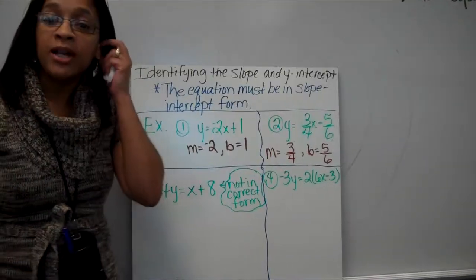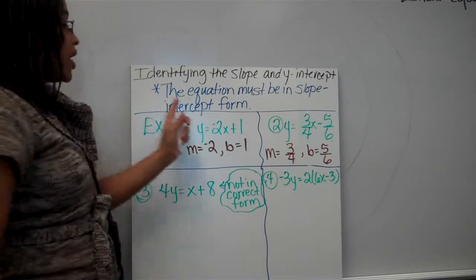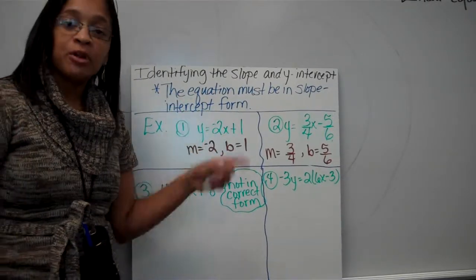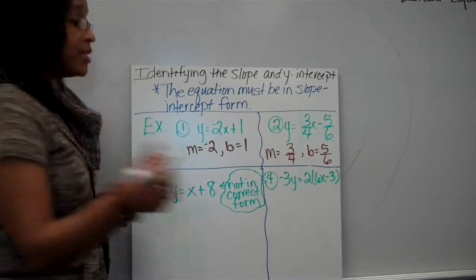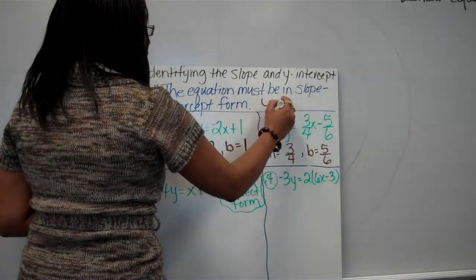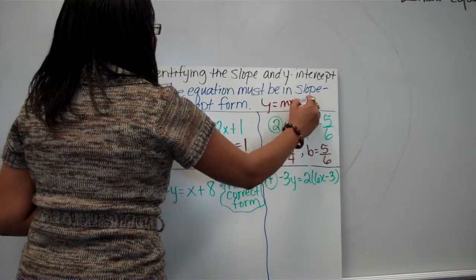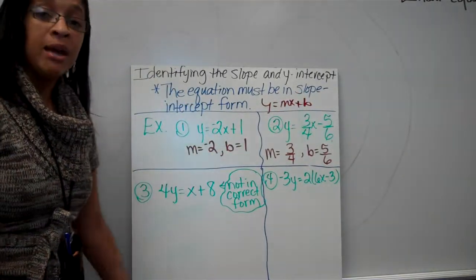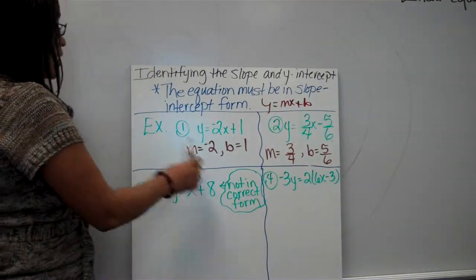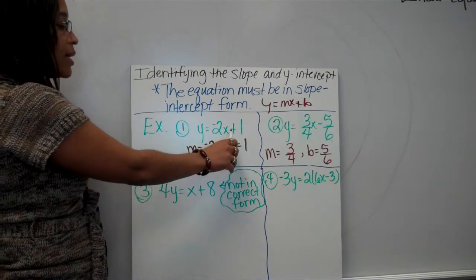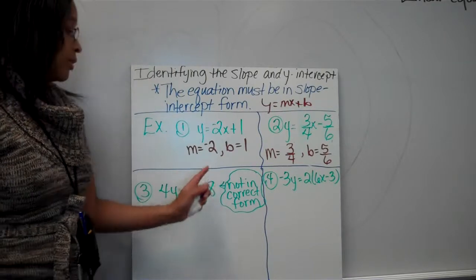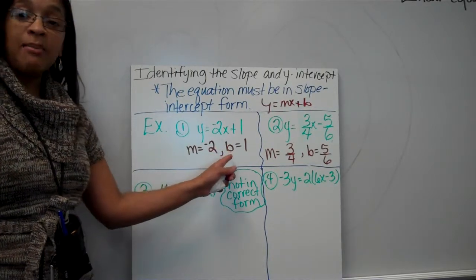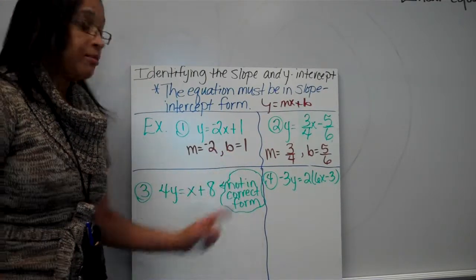Identify the slope and the y-intercept. The equation must be in slope-intercept form first before you can identify the slope and the y-intercept. The equation, once again, is y equals mx plus b, where m is the slope and b is the y-intercept. So in this example, y equals negative 2x plus 1. The slope m would be negative 2, and the y-intercept b would be equal to positive 1.